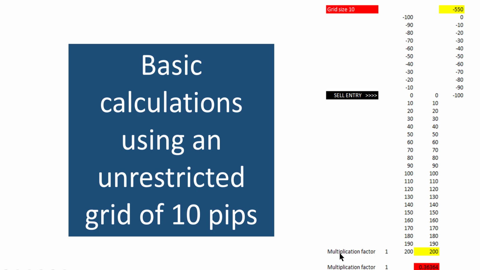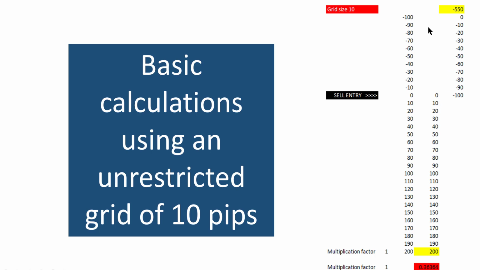And you can see, as we say, the multiplication factor is 1. So in other words, the price only visits each grid level once in its visit to the target or to the stop. And by the way, you can put stops and targets into the grid trend multiplier.